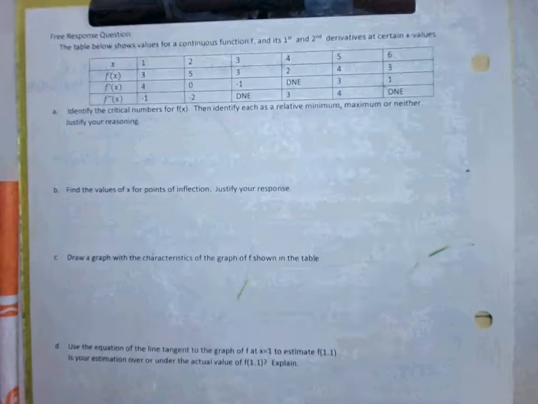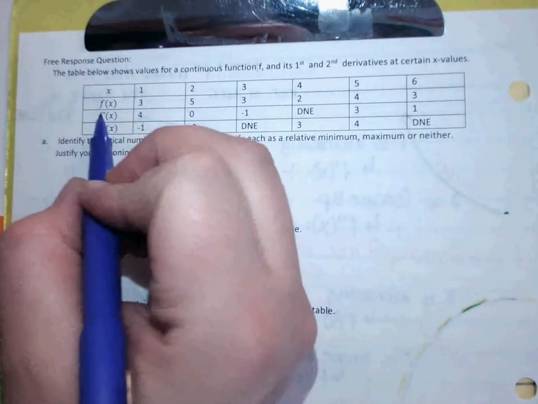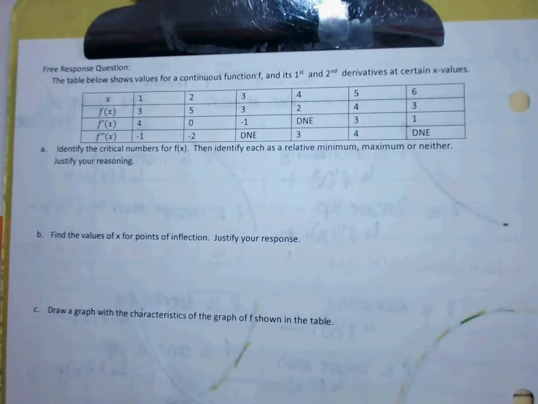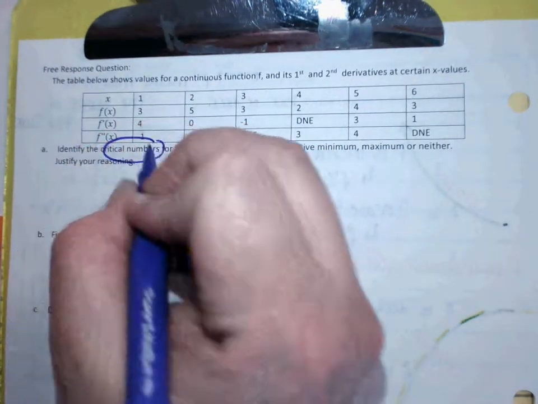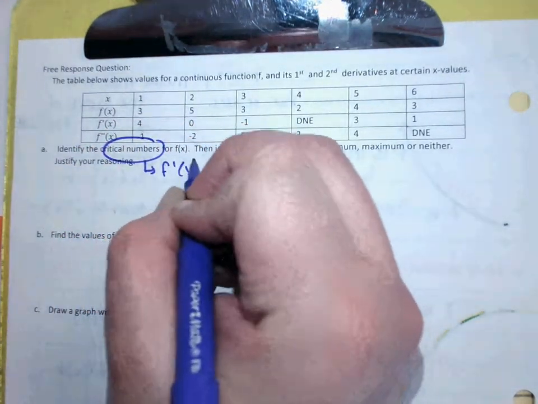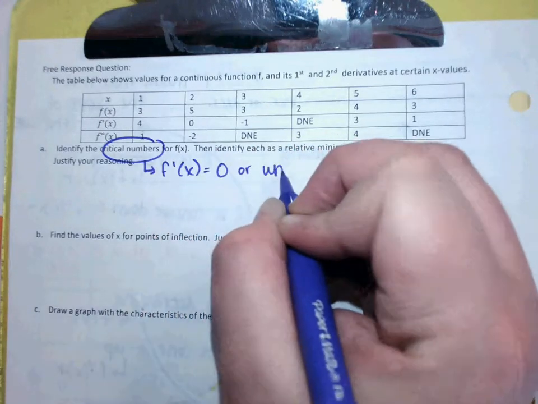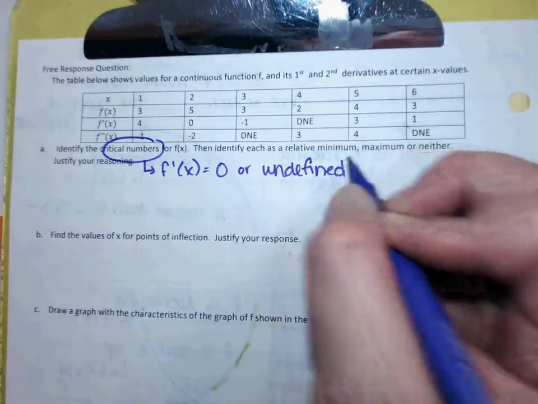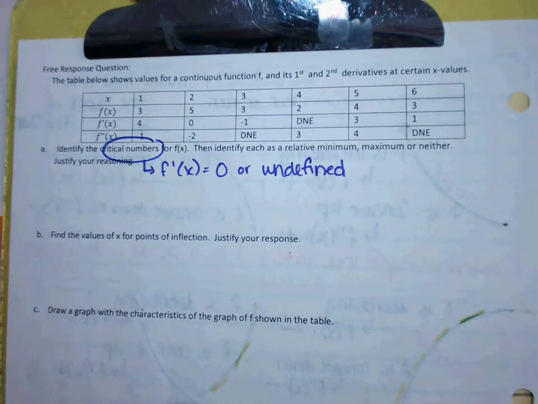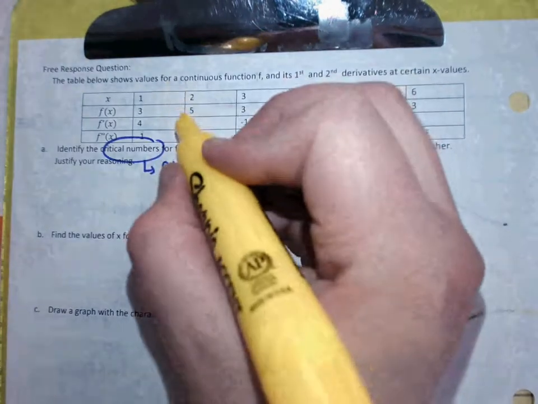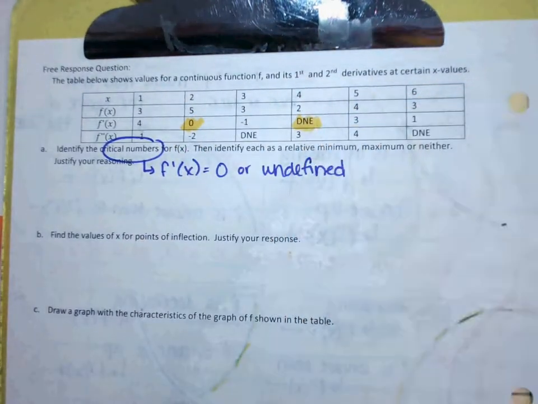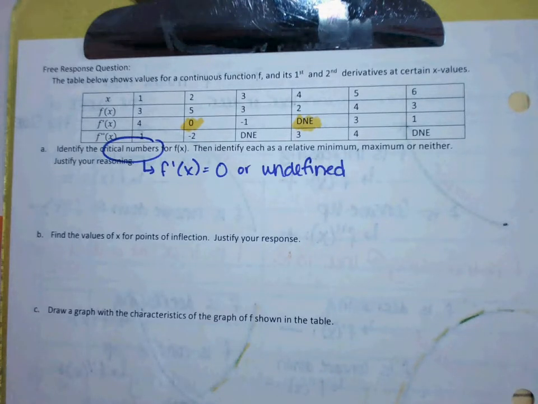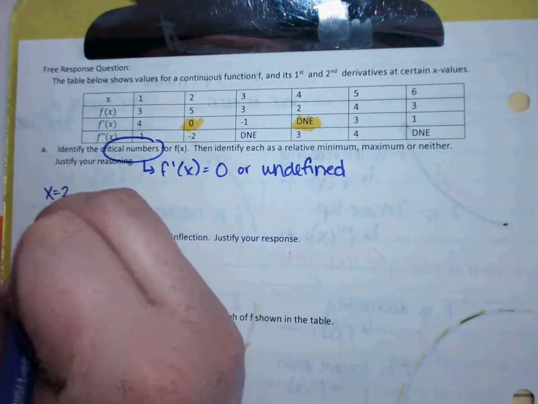So look at the top, you have a table. You have values of F, F prime, and F double prime. Question A says identify critical numbers. Critical numbers are when F prime equals what 2 things? 0 and undefined. Okay, good. So look in the F prime row, and I want you to write down when F prime of X is 0 or undefined. There are 2 places that I see. When F prime is 0, and when it's D and E, what are my X values? 2 and 4. X equals 2, X equals 4.